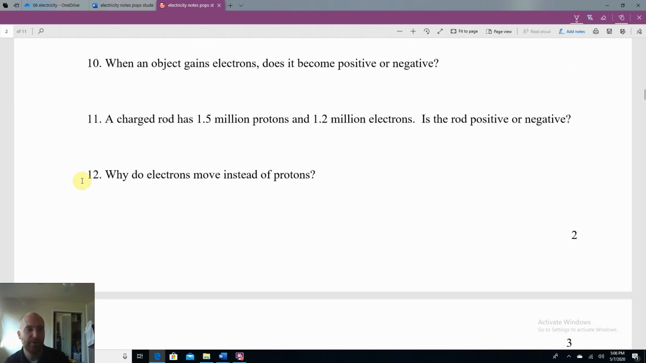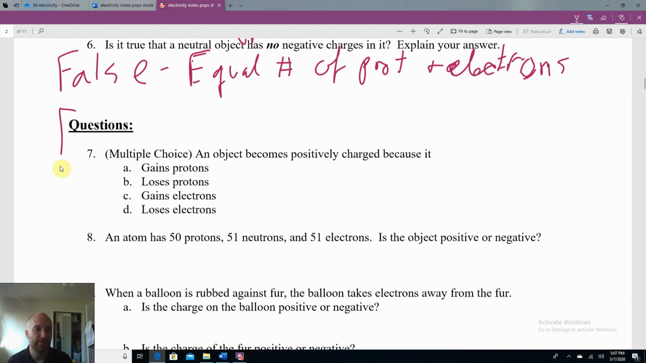I'd like you to try questions 7 through 12 to sort of wrap this up. A lot of it deals with this idea of how you can tell if an object is positive or negative and what happens to make it so. So pause the video here and try the rest. I'll give you a second to pause it.